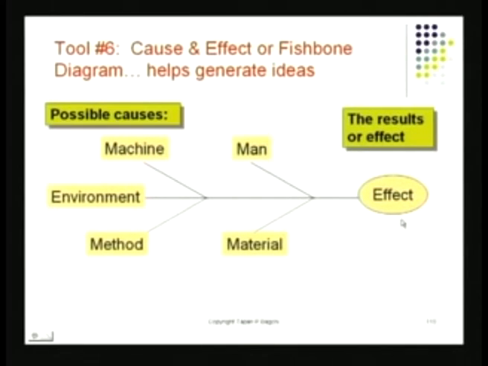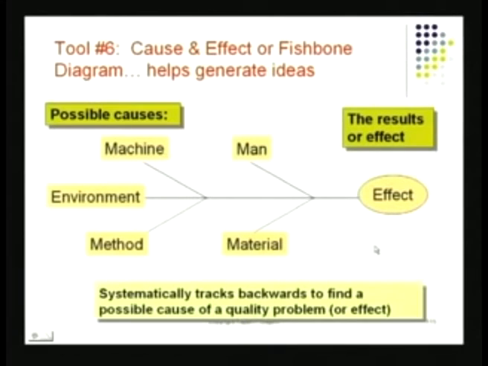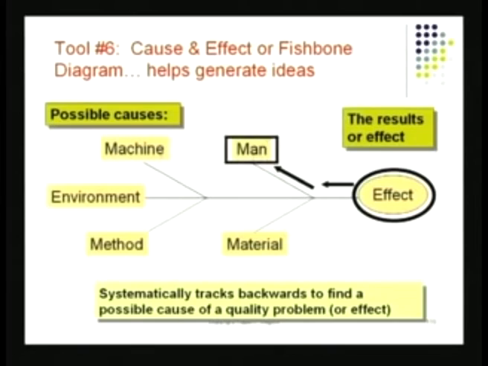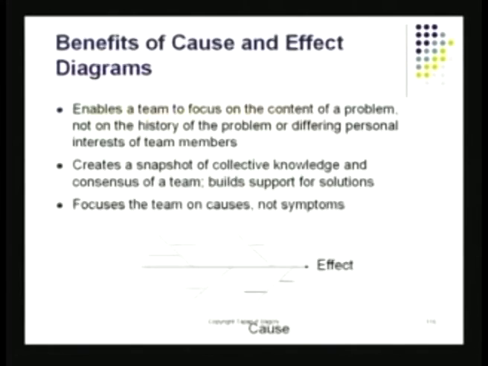So if there's a quality issue, the cause and effect diagram or the fishbone diagram is a really easy way to try to sort of brainstorm about this. I'll give you an example, and the example is coming right now. The effect is to the right hand side, and the possible causes are put out on the left hand side. This is the start of your troubleshooting.